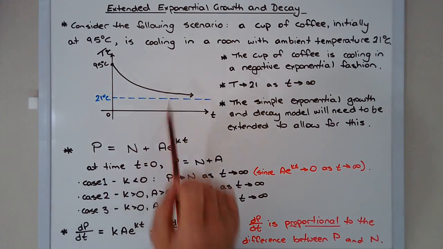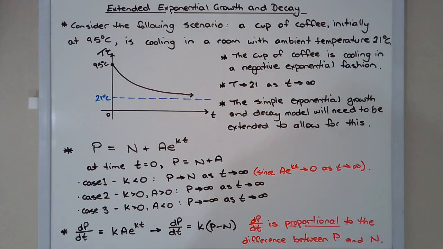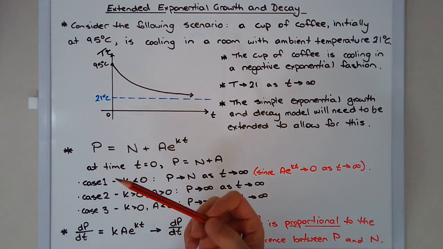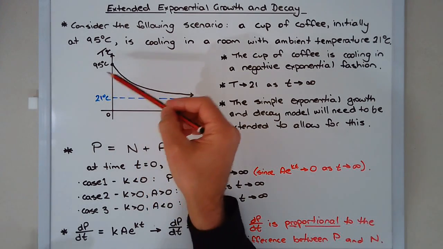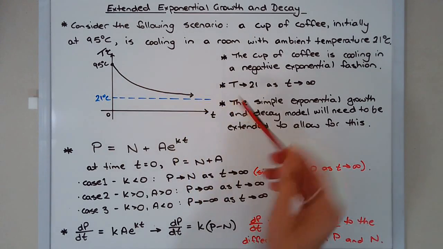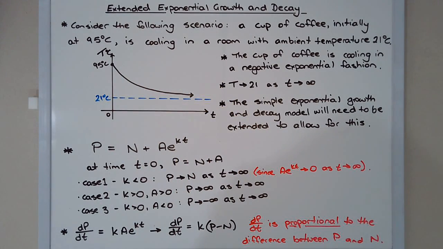And case 1 is like the cup of coffee situation. So P, or T in this case, the temperature of the coffee, is in fact approaching n. n would be the ambient temperature of the room.